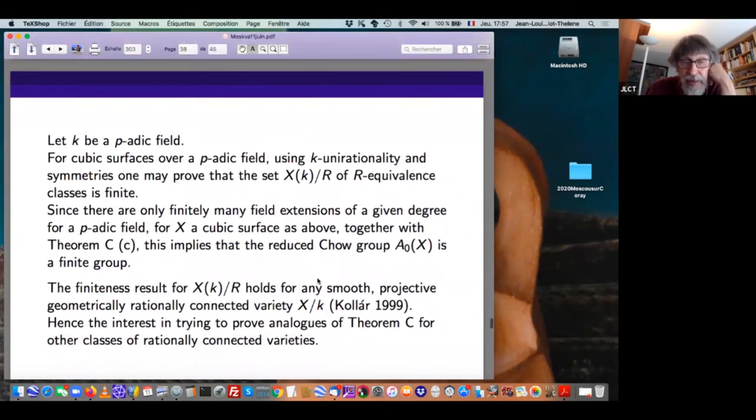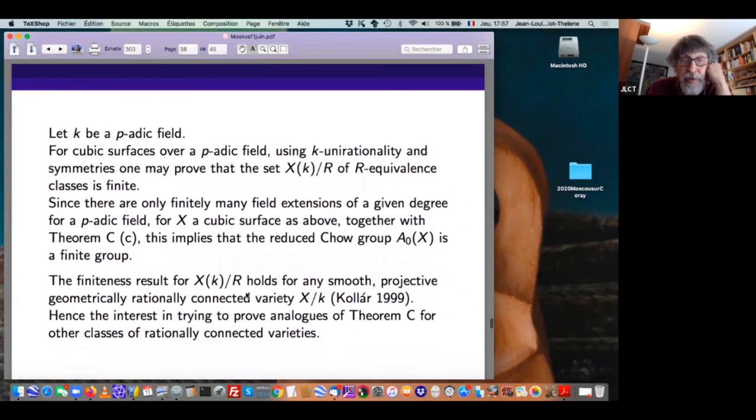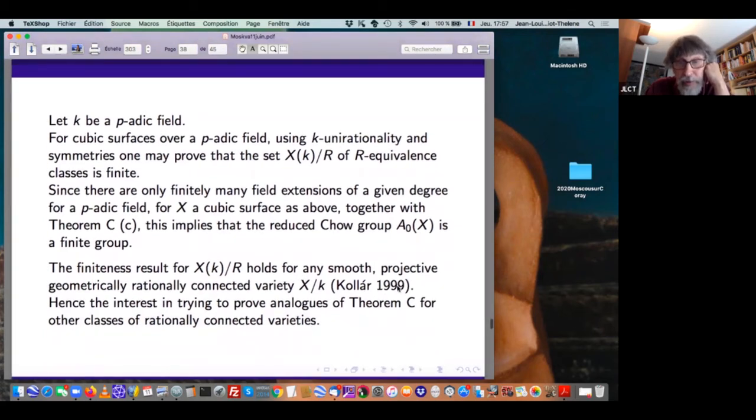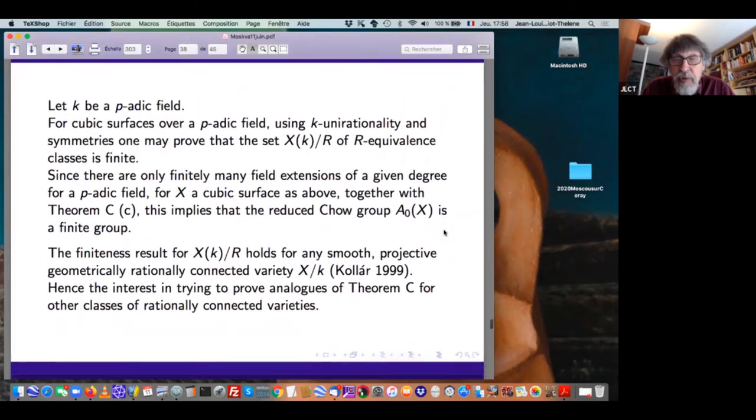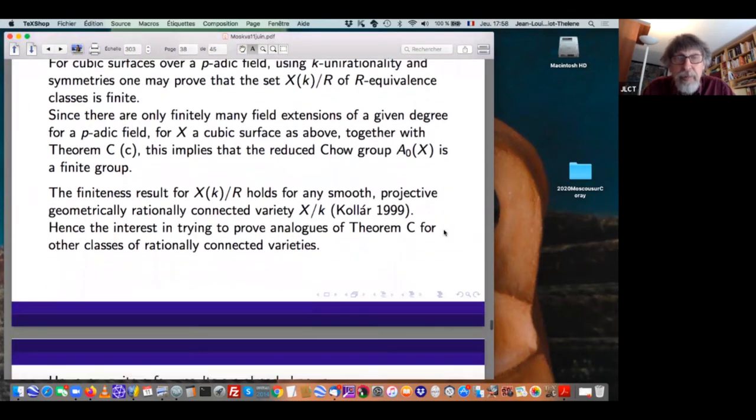Now, this finiteness result for X(K)/R is in fact a very general result, the one I mentioned for cubic surfaces. This was the theorem of Kollár in 1999, that if you take any smooth projective geometrically rationally connected variety, then that set is finite. And that theorem is proved by using these deformation techniques. So there's, for instance, some interest in trying to prove the analog of theorem C for other classes of rationally connected varieties to try to get this finiteness. However, this finiteness is something which has been discussed in the literature, but not in all cases.